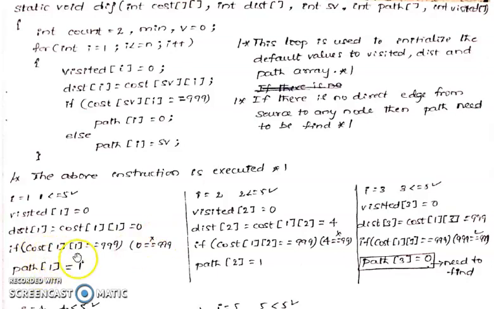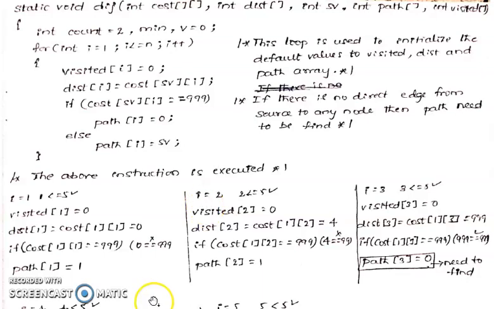So if the cost of 1 to 1 is double equal to 999? No, it is 0 double equal to 999. The condition is false. So if the condition is false, we will go for else, and path is equal to source vertex. What does it indicate? From the source vertex, you have a directed edge to reach that particular vertex. Path is equal to 1. So here path is 1 for 1.